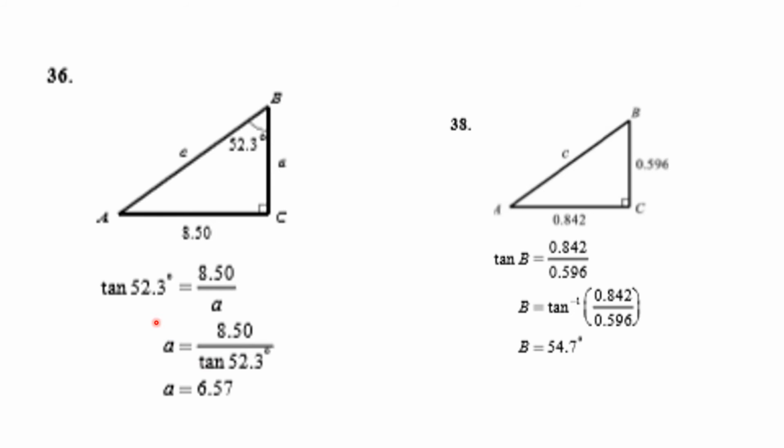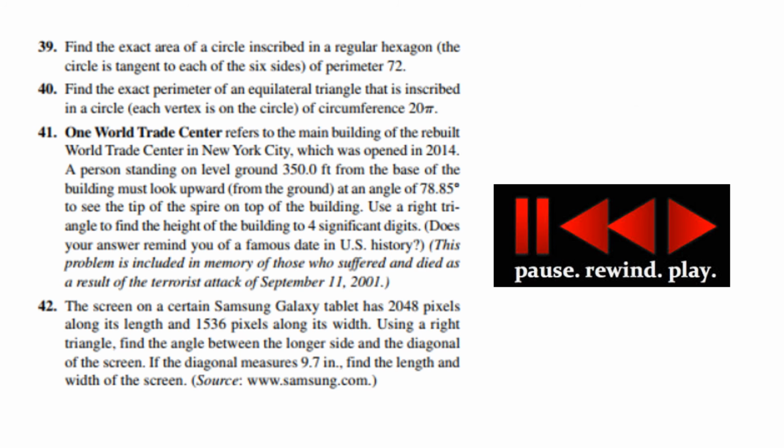Okay, so here what we find is that 8.5 over A is the tangent of 52.3 degrees, and that means that lowercase a, I solve for it, is 8.5 over the tangent of 52.3. I do the calculation, I get A is 6.57. On the other one, what I find is the tangent of B is this opposite over adjacent, so B is the inverse tangent, and I found out that that is 54.7 degrees.